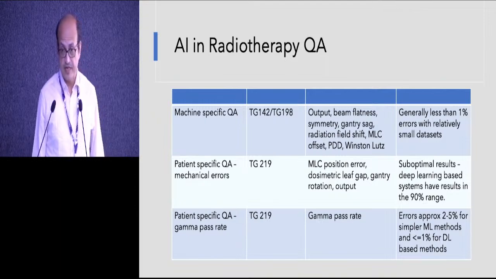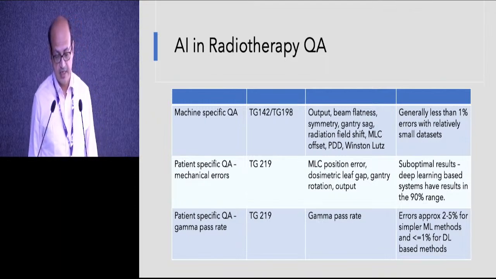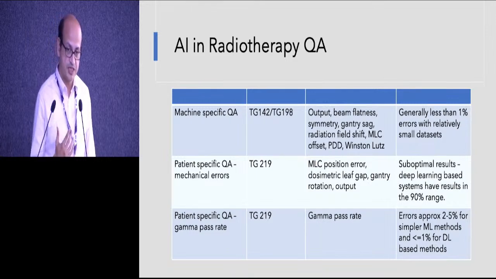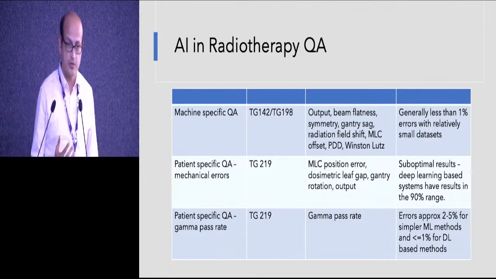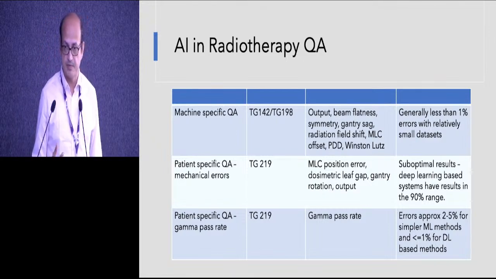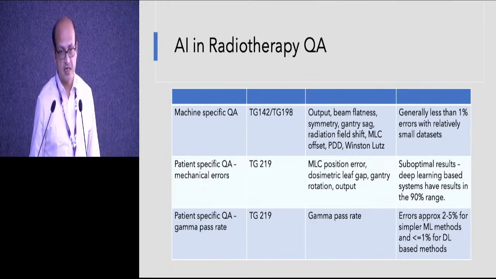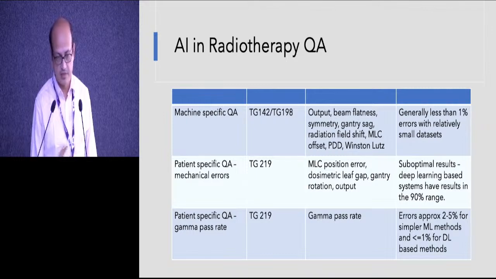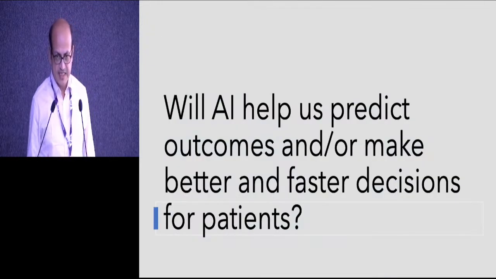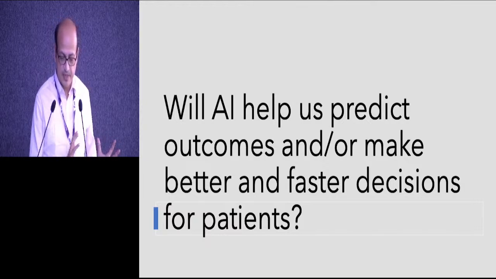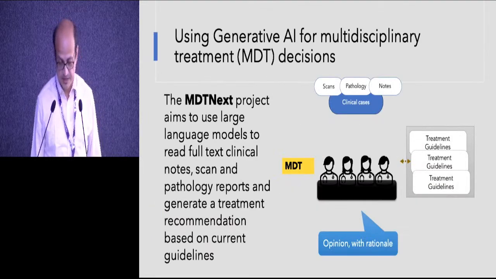Now, in terms of radiotherapy quality assurance, there are again some models which are helping in both machine specific QA and patient specific QA. I won't go into a lot of details because I'm pretty sure that not many people will be interested in it, but they are getting better. They're definitely not clinical grade yet. So let's come back to a bigger question. Will AI help us predict outcomes and make better and faster decisions for patients?